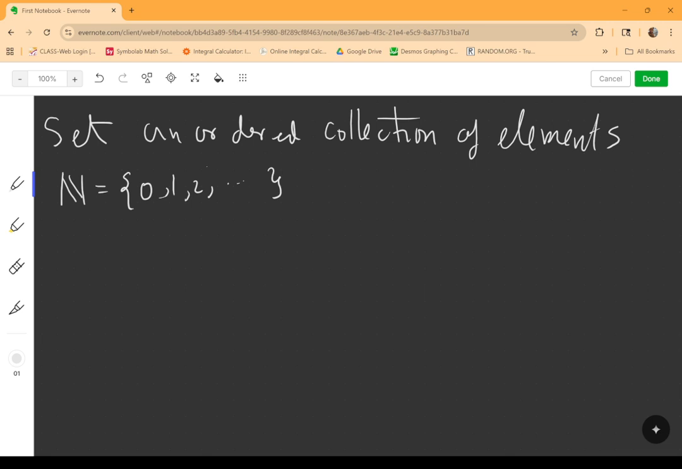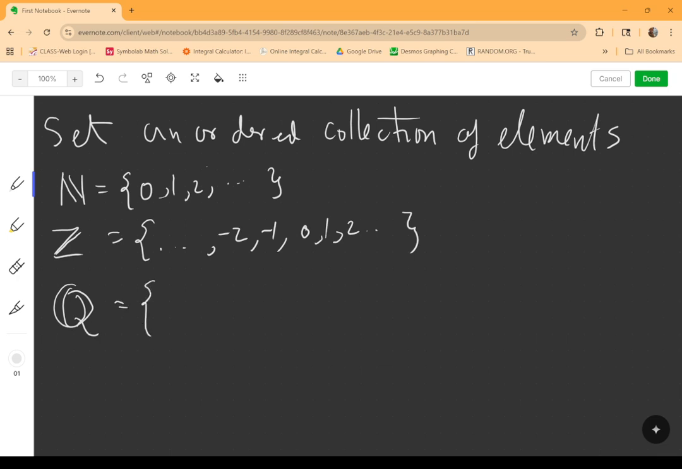Another set here is the set of integers: 0, 1, 2, etc., including the negatives. We also have the set of rational numbers, which we define here as a/b such that a and b are elements of Z. That notation we're familiar with, that little rounded E, means is an element of Z.